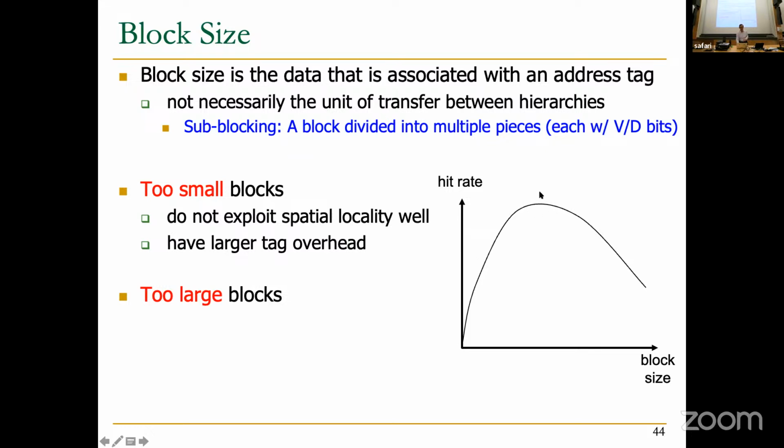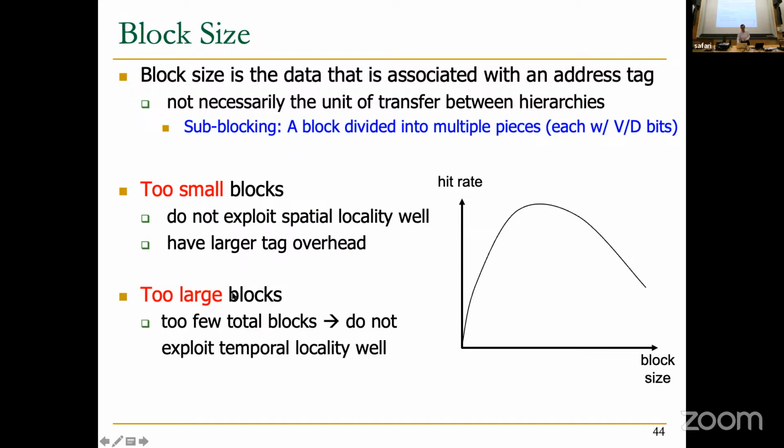And you reduce the number of blocks you have, of course, in the cache, assuming your cache size is constant. So at some point, your performance starts reducing because the number of blocks becomes smaller. So if you have too large blocks, which is at the other end of this curve, you have too few total blocks. As a result, you do not exploit temporal locality well. So assuming your cache size is constant, larger blocks exploit spatial locality as you increase the block size, but you reduce the number of blocks you have in the cache.